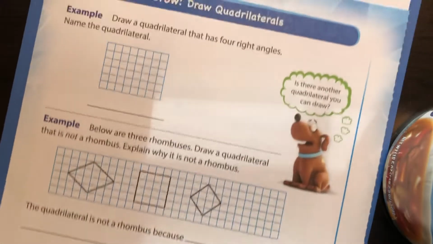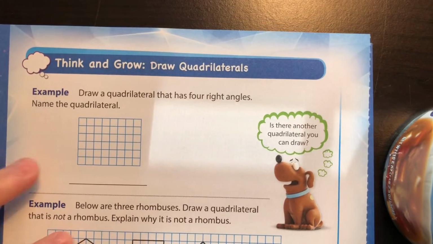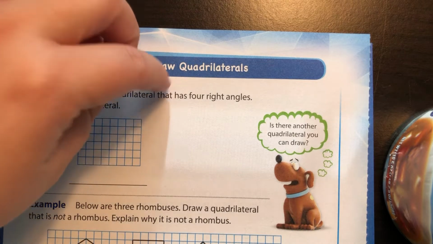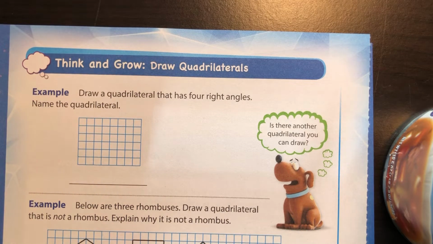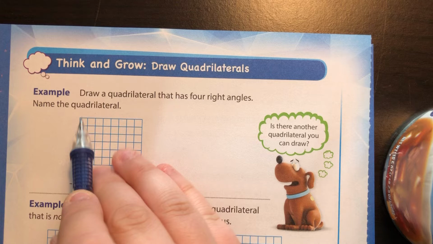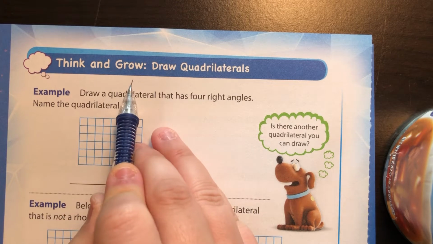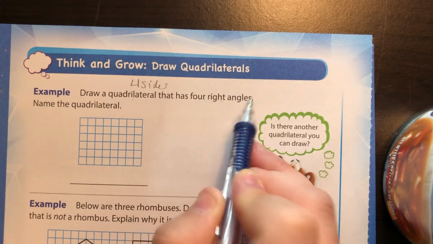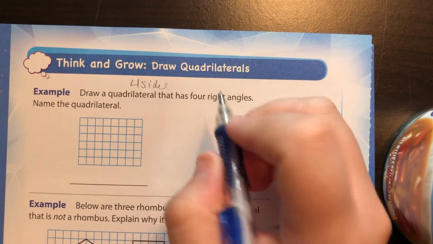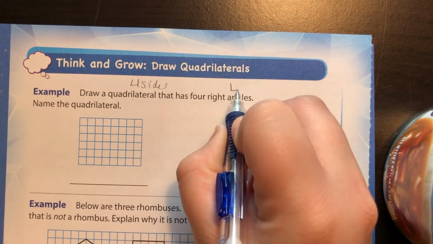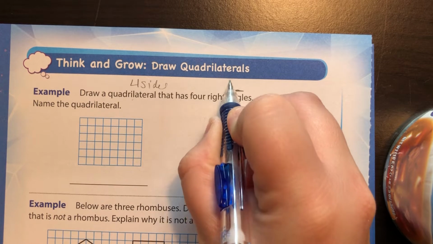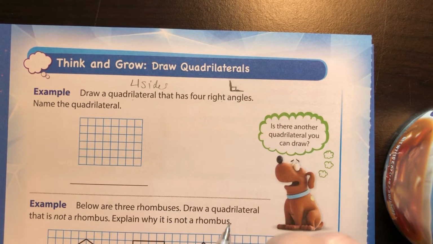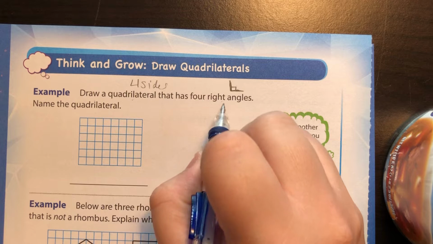This is page 619, but I'm actually going to start on page 620. What you're going to have to do is read the requirements of what they want you to draw and then draw something that fits that description. So draw a quadrilateral. That means that it has to have 4 sides that has 4 right angles. Name the quadrilateral. Remember that a right angle is when it makes a perfect little square corner on the corner of your shape. So what is a quadrilateral that has 4 right angles?